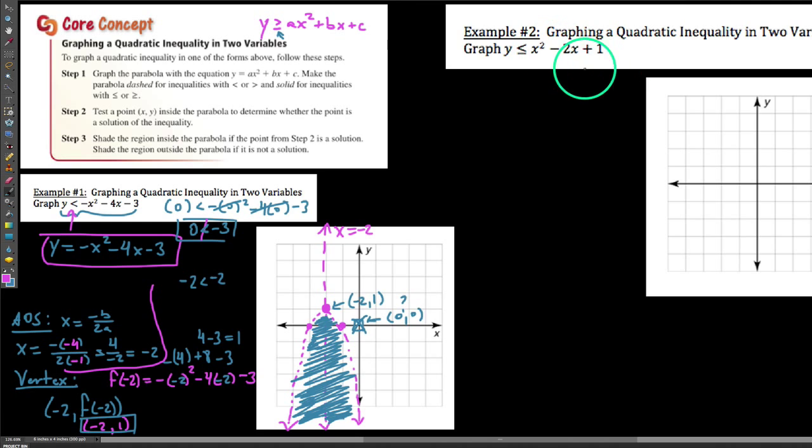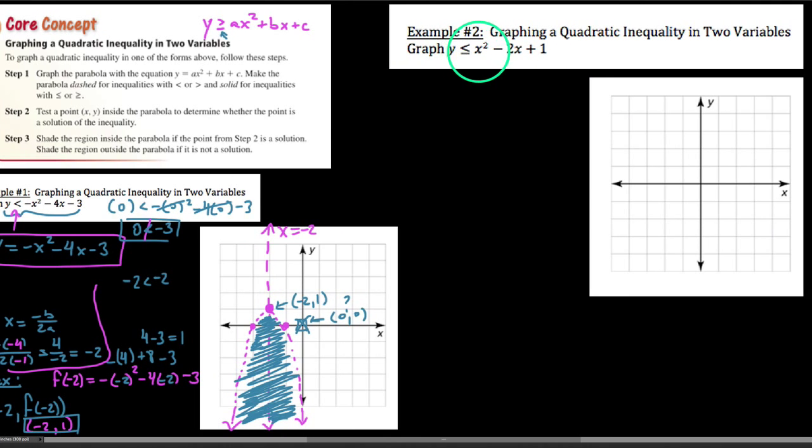So what I'd like to do is graph this next one here. We're going to go a little bit more quickly on this one. We say y is less than or equal to x squared minus 2x plus 1. And so in this case, what we're going to do first is graph the equation y equals x squared minus 2x plus 1.